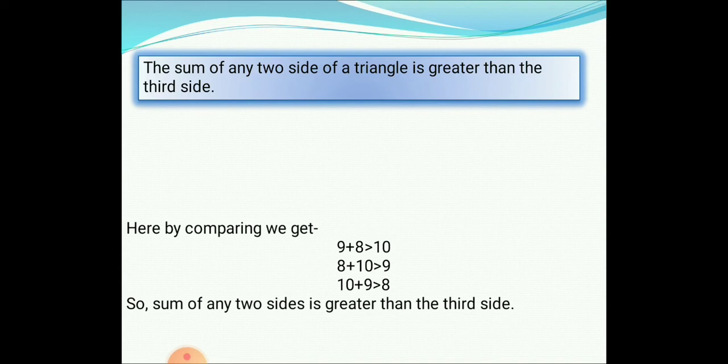The next is, the sum of any two sides of a triangle is always greater than the third side. See in the figure. By comparing, we get that 9 plus 8, if we add the lengths of these two sides, the sum is greater than the third side. 9 plus 8 is greater than 10. 8 plus 10 is greater than 9. 10 plus 9 is greater than 8. So the sum of any two sides is greater than the third side.